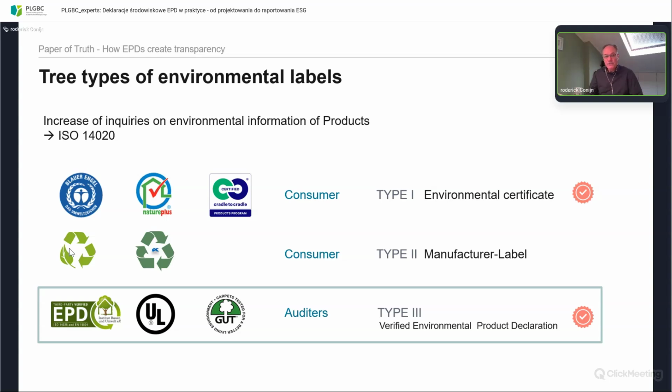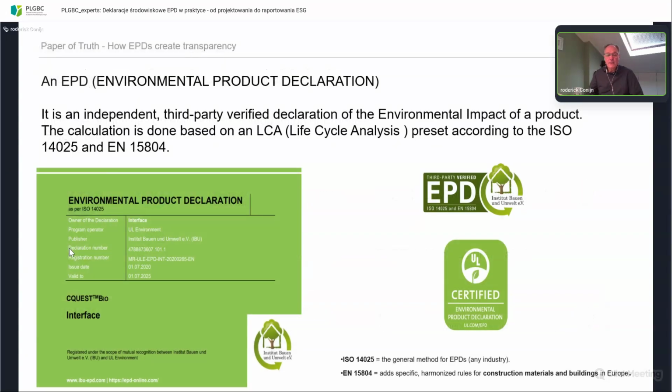And you see that it's a third-party verified system, made via two ISO norms, the 14025 and 15804. So the first one is the way the LCA needs to be made, and the second one is specific for building materials in Europe, on which levels of the product people need to look to make the EPD.